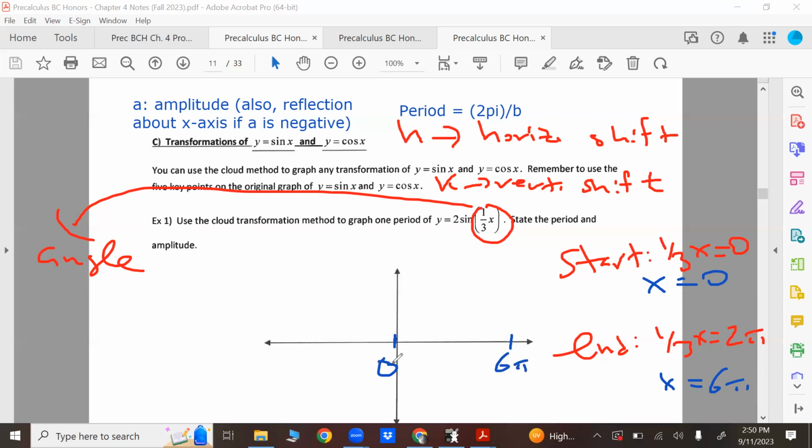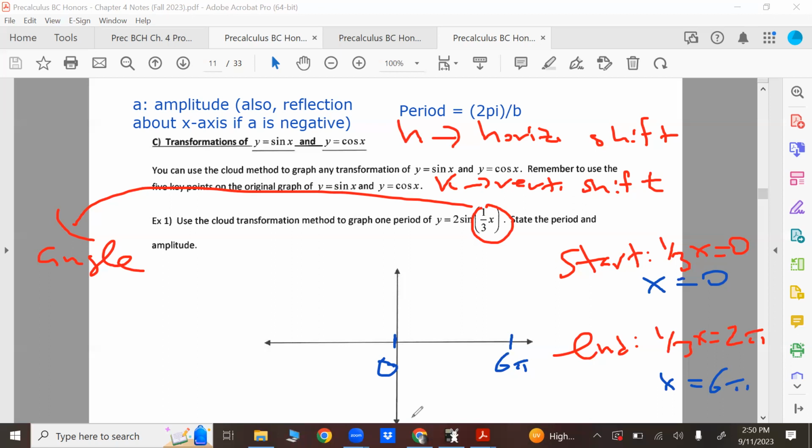I'm sorry, go ahead, Brooke. Was that like the inequality? Yeah, if you did zero is less than 1/3 x is less than 2 pi. Why would you do an inequality? It's just basically saying... Oh, I see what you're saying. Oh, okay, sure. If you want to do that, sure. You're consolidating the process. All good.